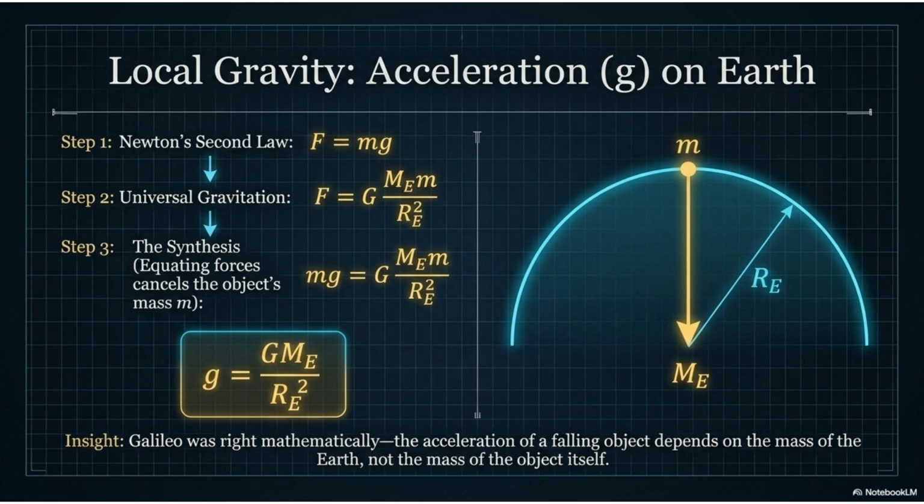We can derive local acceleration due to gravity, or g, by combining Newton's laws. This math confirms Galileo's observation. The acceleration of a falling object is independent of its own mass and depends only on the Earth's mass and radius.